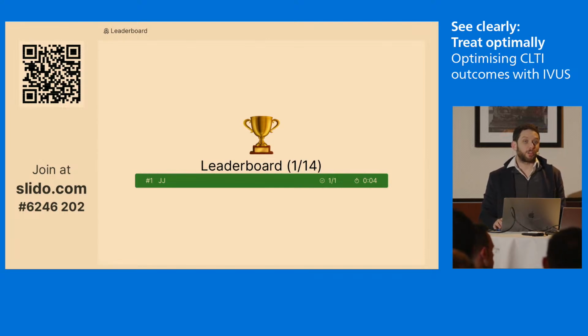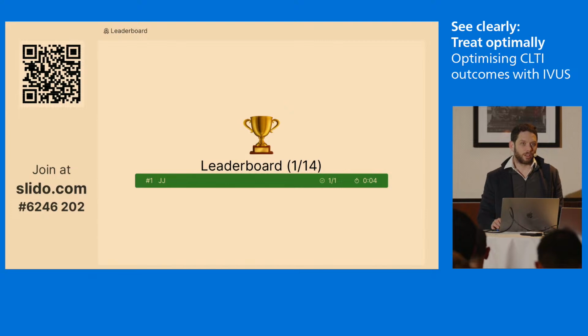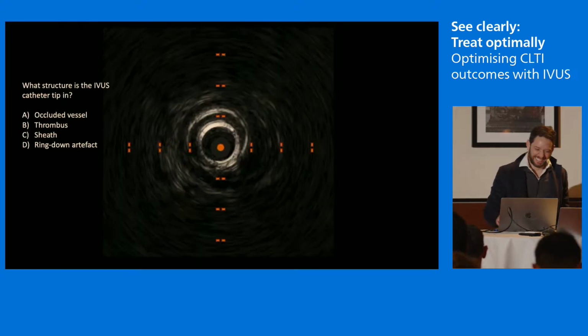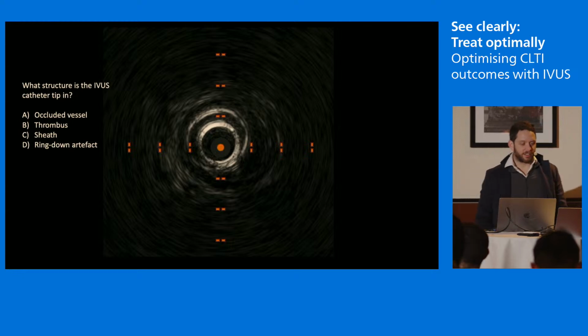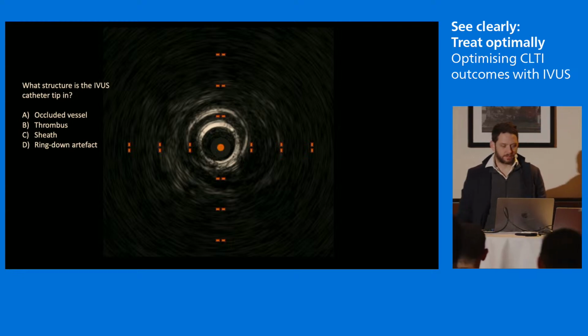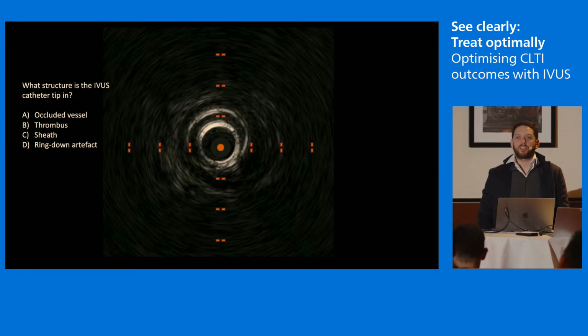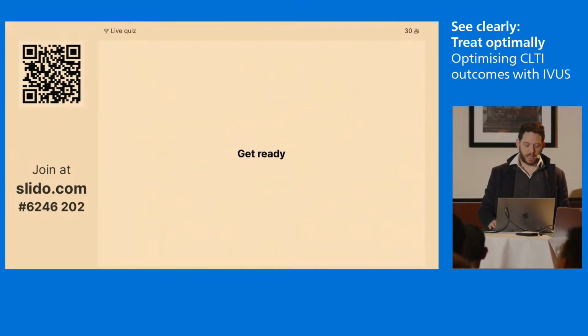Yeah, you can just put Royal London vascular surgeon, and we won't know who you are. What structure is the IVUS catheter tip in? It doesn't matter, you can just shout it out. Yeah, it's a sheath. It's a sheath.